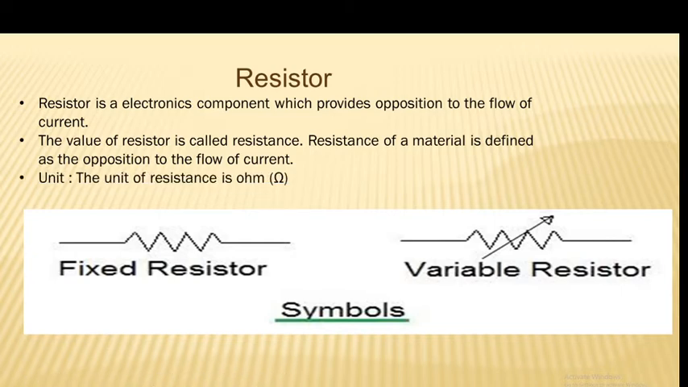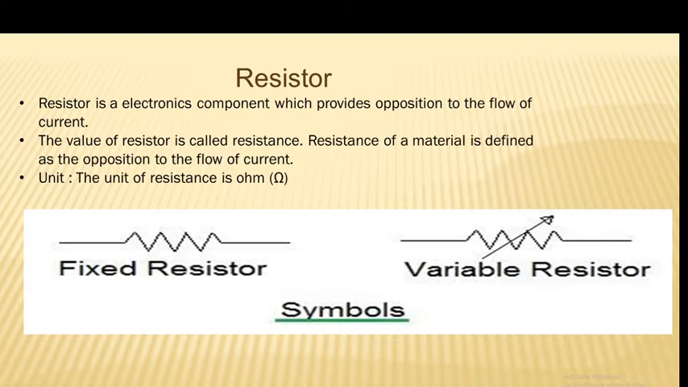When the resistor is manufactured from material which has high resistivity and low conductivity, such resistor has less amount of current carrying capability. When the resistor is manufactured from material which has low resistivity and high conductivity, such resistor has high amount of current carrying capacity. The unit of resistor is ohm.